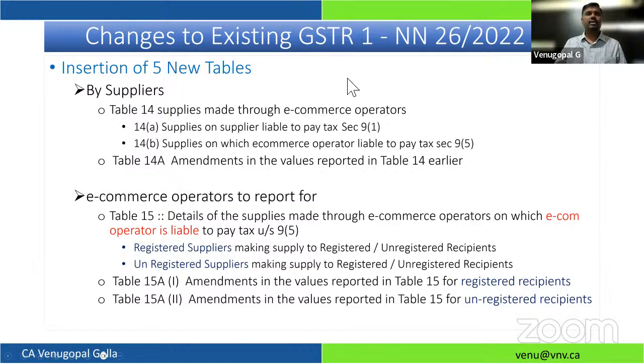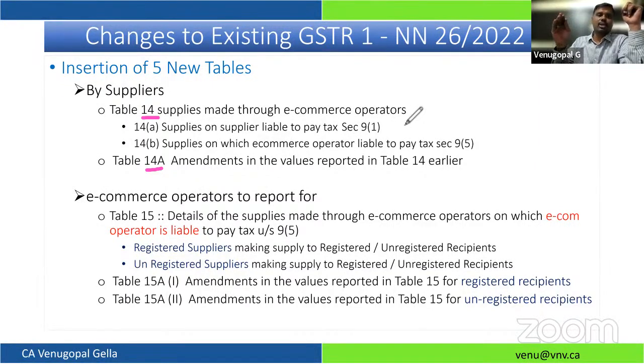Table 14 is by the suppliers. Table 14 is to be reported by the supplier. The person who is actually making the supply has to report it. So there are 2 subtables here. One 14, another one 14A. What does 14 say? It is supplies which have been made through an e-commerce operator.